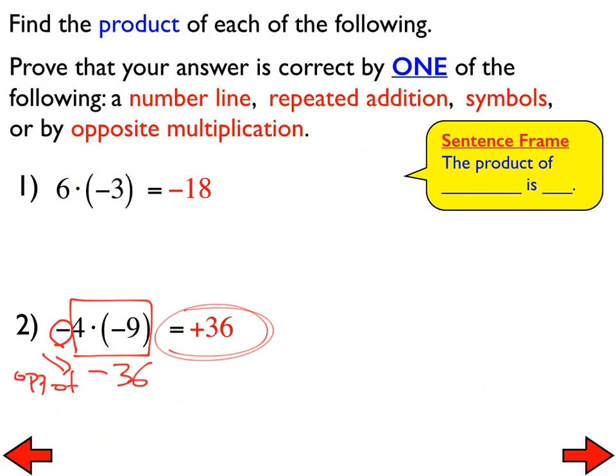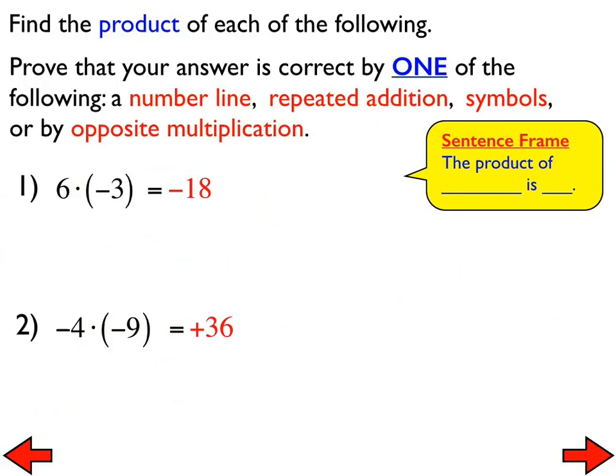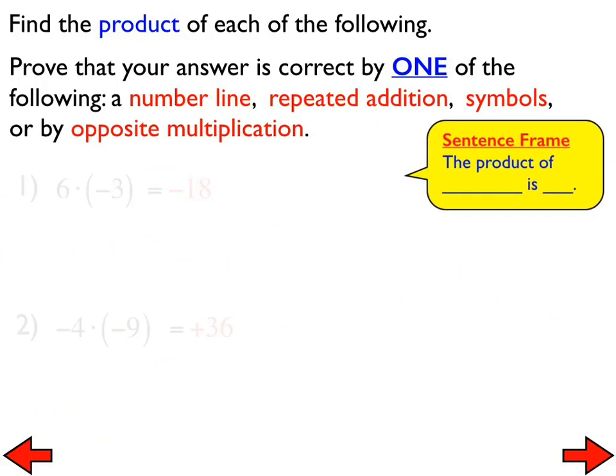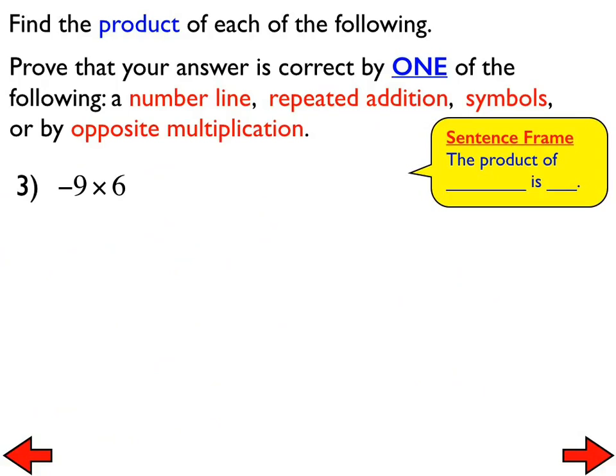Okay? All right, everybody try 3 through 6. Number 3 is negative 9 times 6. What do we think? Yes? It is negative 54. There are many reasons why. Here's one reason. The opposite of 9 times 6. 9 times 6 is 54. The opposite of that is negative 54.